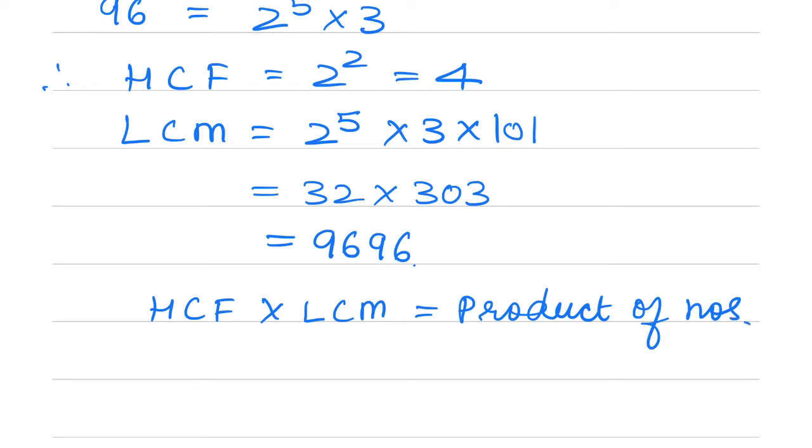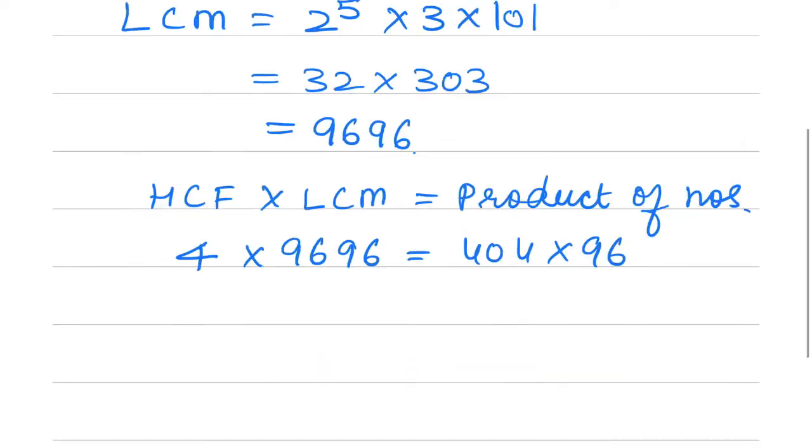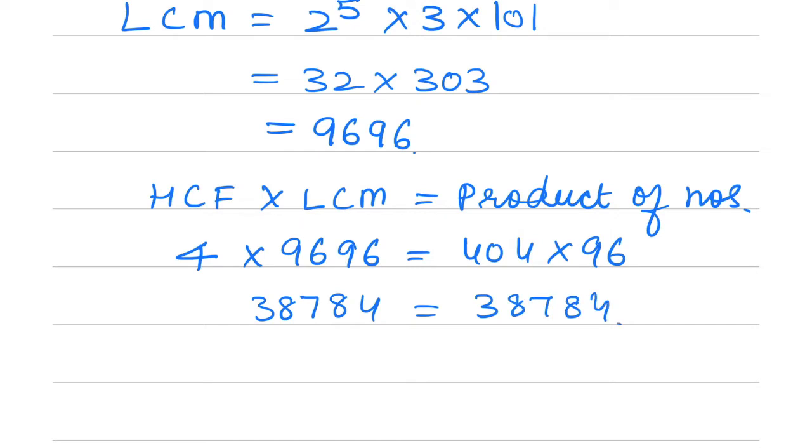We have to show that HCF into LCM is equal to product of numbers. So we will have 4 into 9696 is equal to 404 into 96. We have 4 6 are 24, 36, 37, 38. And this side also we have 38784. So hence verified.